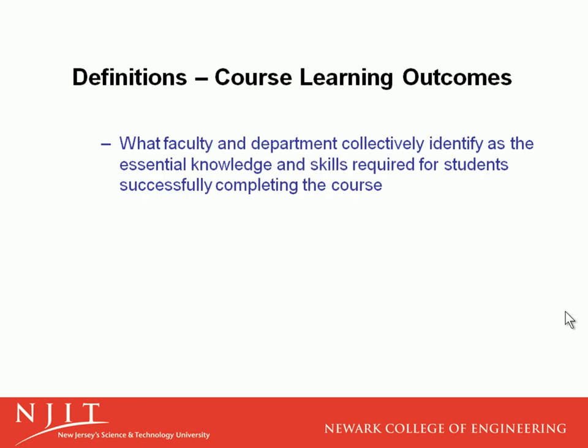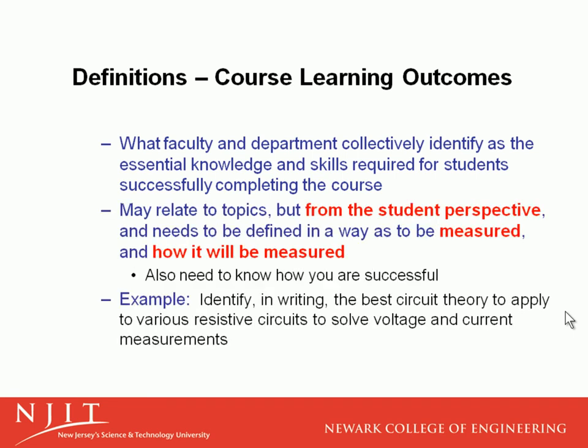Course learning outcomes really are what faculty and department collectively have identified, so you're involved in this process, as essential knowledge and skills required for students successfully completing the course. Objectives are at the beginning of the course, outcomes are at the end of the course. And it may relate to topics, but from the student perspective, and the key is the student perspective, and needs to be defined in a way as to be measured and how it will be measured. So those three red phrases are key. You also need to know whether or not you are successful.